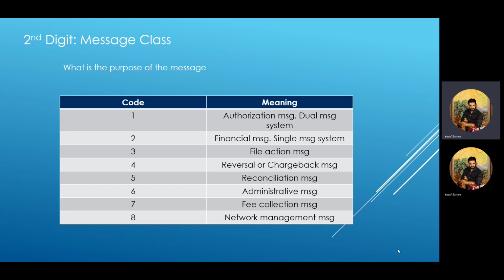The message class tells what the purpose of this particular message is. Again, 0 and 9 are missing here, so they're not in use, and we'll talk about the rest of the digits. If the code is 1, it means that it is an authorization message, used in the dual messaging system. This will be the first message that comes for a transaction, just to do the authorization, basically to see whether the funds are available or not and do some validations, but not do any sort of reconciliation. This is what the code 1 means.